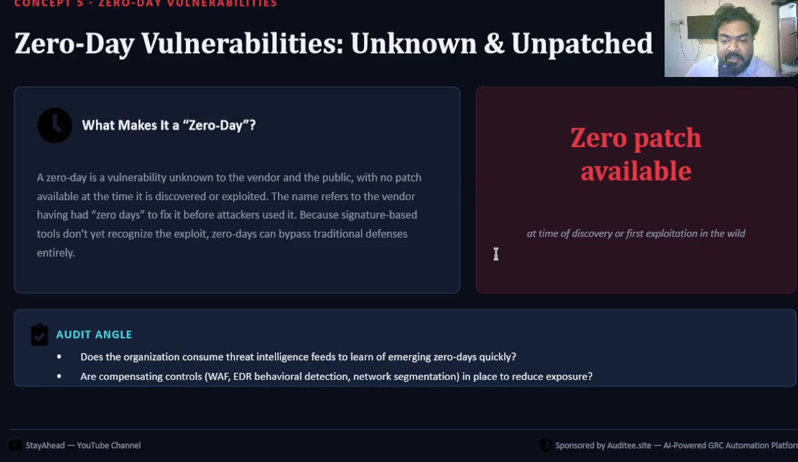Here's the thing: you can't audit whether an organization patched against something nobody knew existed. So instead, you audit resilience. Does the organization actually consume threat intelligence? Things like vendor advisories or industry sharing groups, so they learn about emerging 0 days quickly. And more importantly, do they have compensating controls in place, like a web application firewall, behavioral detection through EDR, or network segmentation, so that even without a patch, the blast radius of an attack stays contained?